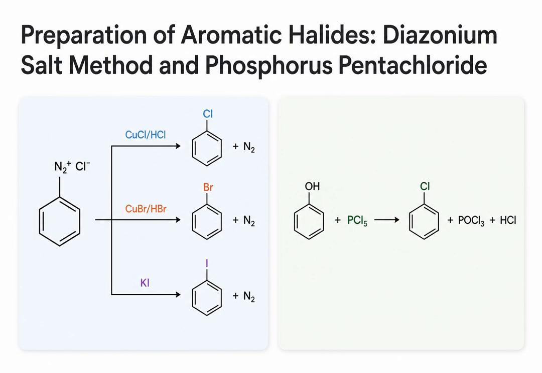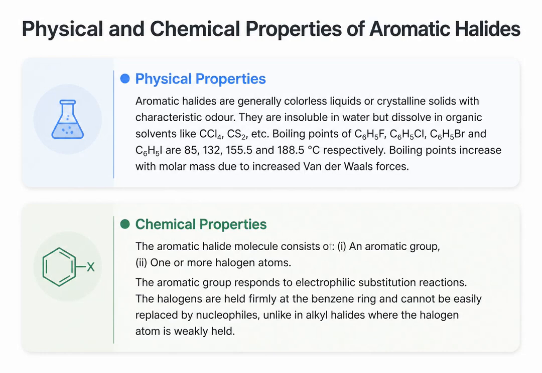We've covered the diazonium salt method, which is highly versatile. Now let's examine two additional preparation routes. The diazonium approach uses copper halides or potassium iodide to replace the diazo group with halogens, chlorine, bromine, or iodine, while releasing nitrogen gas. Alternatively, aromatic halides can be prepared directly from phenols using phosphorus pentachloride. When PCl5 reacts with phenol, the hydroxyl group is replaced by chlorine, producing chlorobenzene along with phosphorus oxychloride and hydrochloric acid as byproducts.